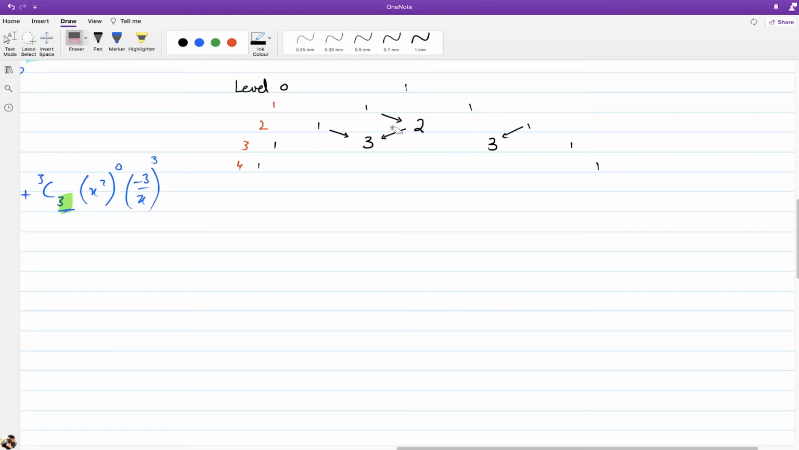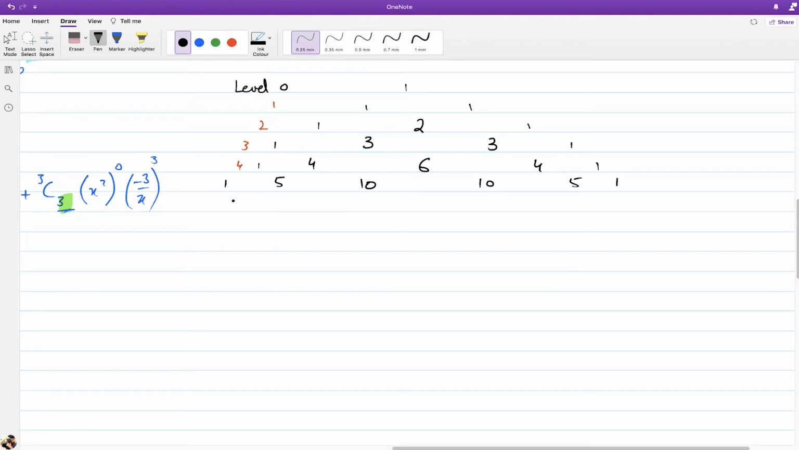And obviously, we don't need the arrows. Similarly, here I'll get 4 because 1 plus 3 is 4. 3 plus 3 is 6. 3 plus 1 is 4. The next level will be 1 here. 1 is always there. 1 plus 4 is 5. 4 plus 6 is 10. 6 plus 4 is 10. 4 plus 1 is 5.